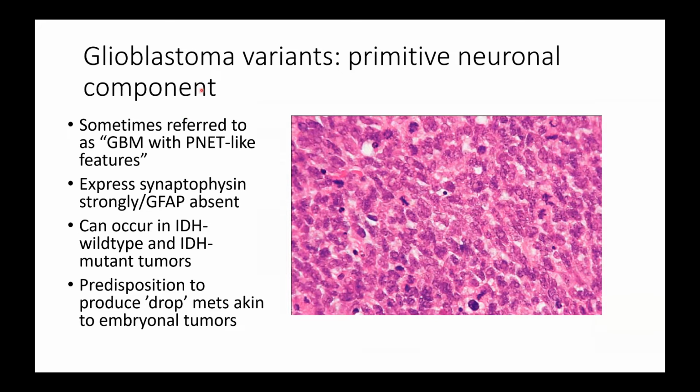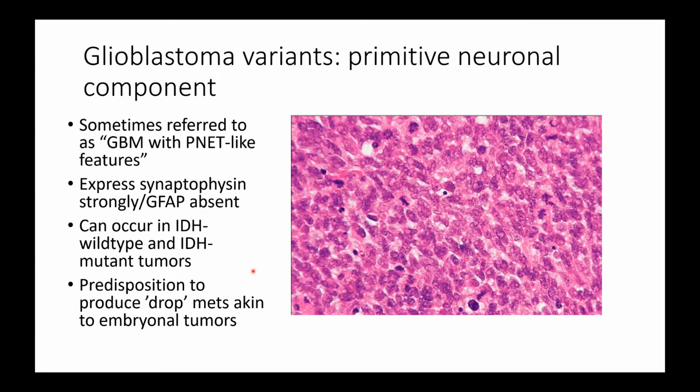Some high-grade astrocytomas can show what's now referred to as a primitive neuronal component. In the past, these would occasionally be referred to as glioblastomas with PNET-like features or embryonal features. And just like embryonal tumors, they can express strong positivity for neuronal markers such as synaptophysin and have absence of GFAP, which can clearly cause some confusion. This can happen in both IDH wild type and mutant high-grade astrocytomas.